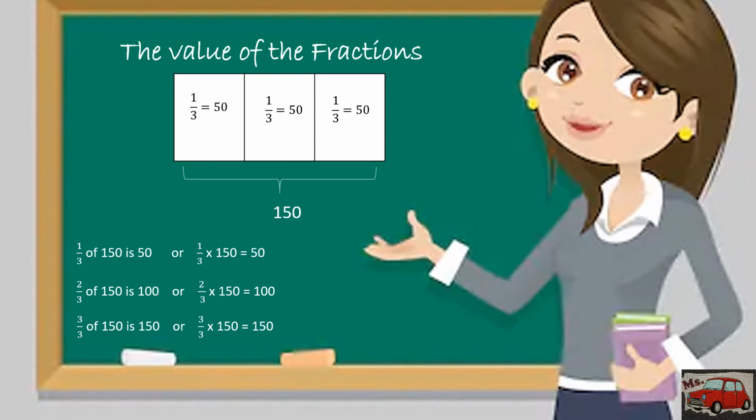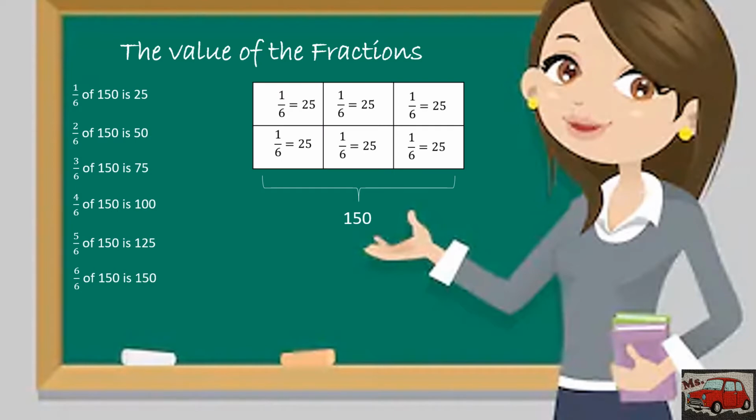Okay? Paano naman kapag yung 150 natin, hinati natin sa 6? So, ibig sabihin, meron tayong 1/6. So, kada isa na hinati natin sa 6, that is 25. Okay? So, yung 1/6 ng 150, that's 25. So, pag 2/6, so, dalawang 1/6, so dalawang 25, and that is 50. So, paano naman pag 4/6? So, ibig sabihin, 4 na 1/6. So, 4 na 25. So, that is 100. And so on.